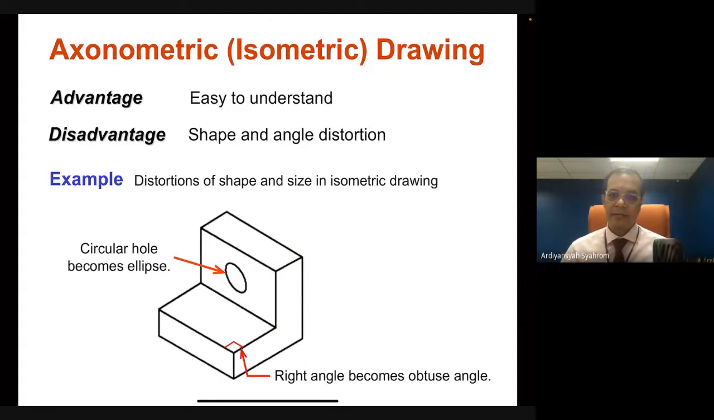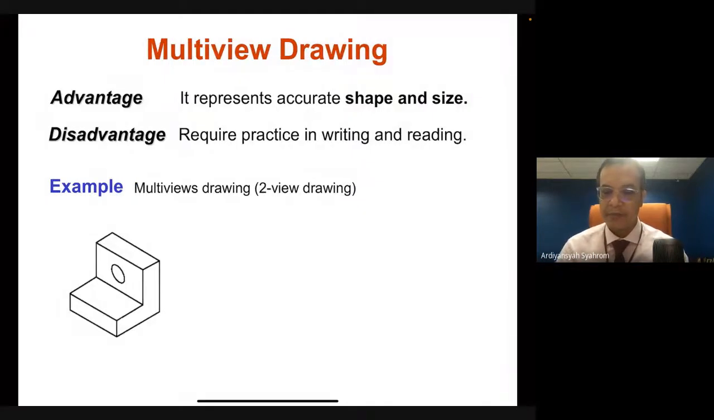But that is easy to understand. We know the shape. And if you add another multi view, that is more to understand in terms of the size, the shape, and everything. Multi view drawing advantage: it presents accurate shape and size. However, this advantage requires practice in writing and reading.